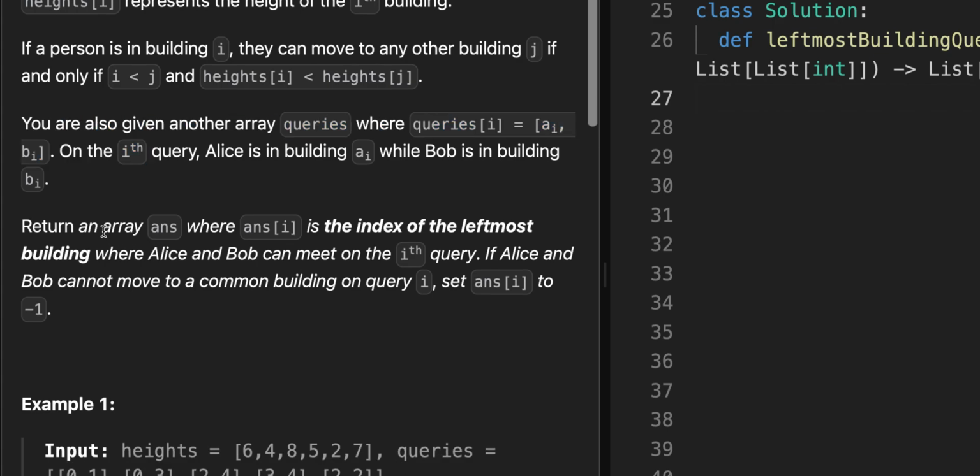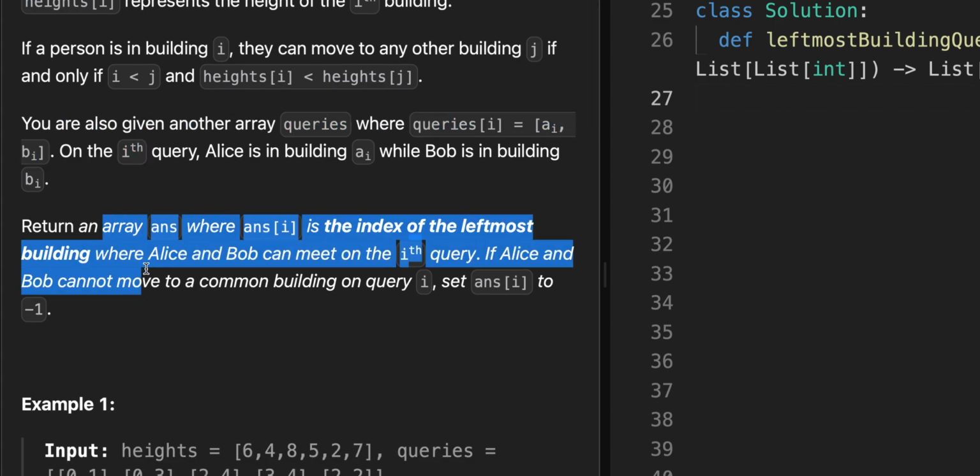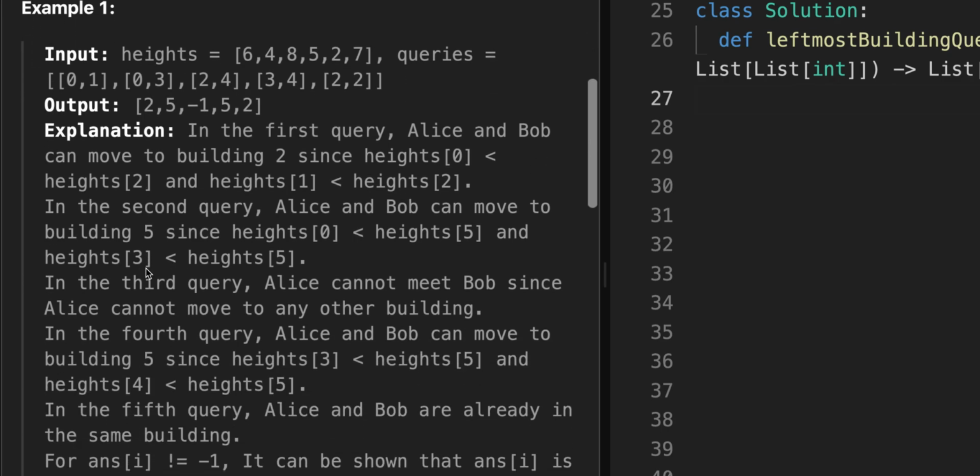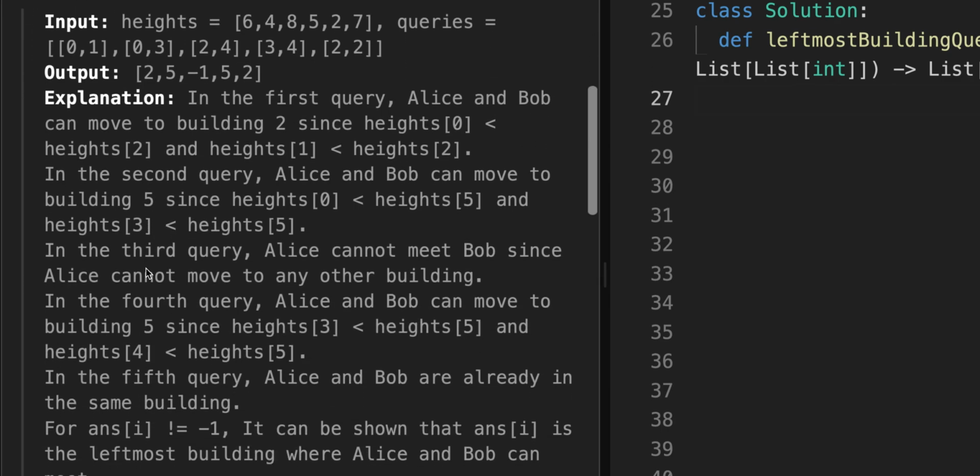Return an array answer where answer I is the index of the leftmost building where Alice and Bob can meet on the ith query. If Alice and Bob cannot move to a common building on query I, set answer I to -1. Okay, it's a little bit complicated, but let's go over it. Let's go over this example here.